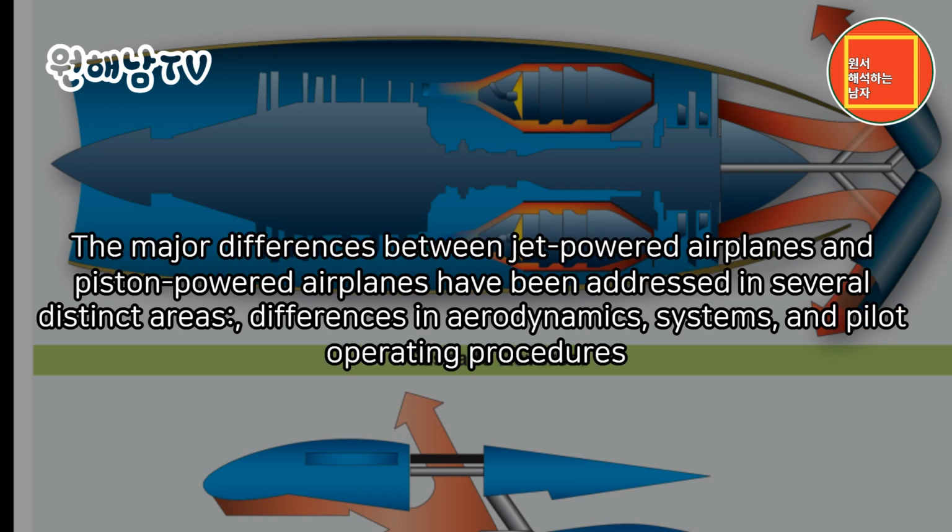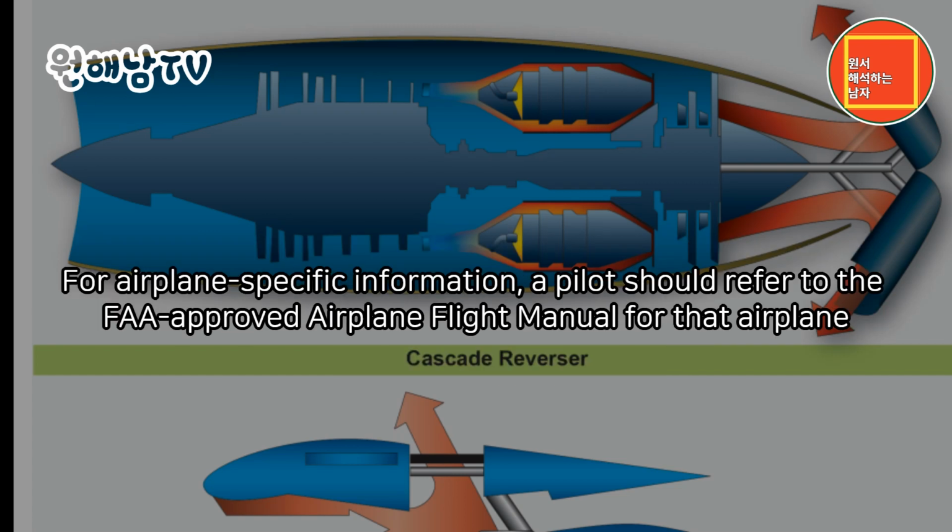The major differences between jet-powered airplanes and piston-powered airplanes have been addressed in several distinct areas: differences in aerodynamics, systems, and pilot operating procedures. For airplane-specific information, a pilot should refer to the FAA-approved airplane flight manual for that airplane.